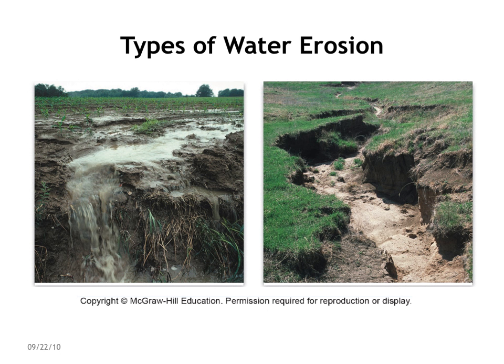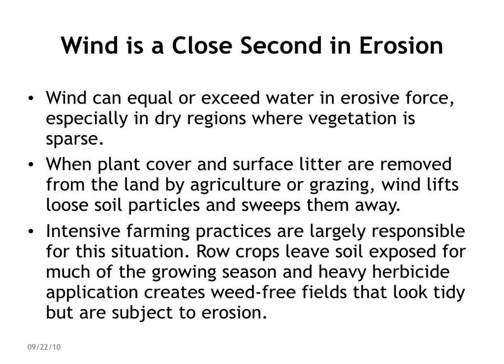Land degradation affects more than 1 billion hectares yearly, or about two-thirds of all global cropland. Globally, erosion by water accounts for about 56% of soil loss from fields. Wind can equal or exceed water in erosive force, especially in dry regions and where vegetation is sparse.